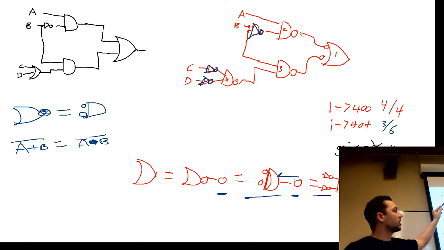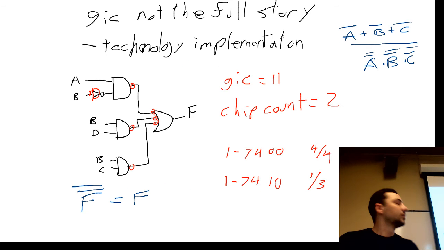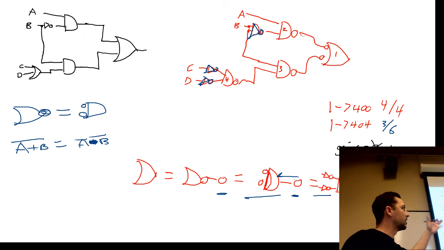What is the gate input cost of that? Well, now it's gone from 9 to 1, 2, 3, 4, 5, 6, 7, 8, 9, 10, 11. Wait a minute. That other one was 11 and 2 chips. This one was 11 and 2 chips. So by all of the criteria we have specified, they're the same.